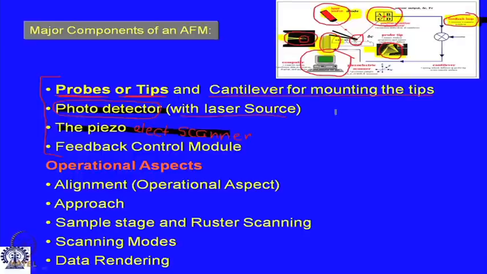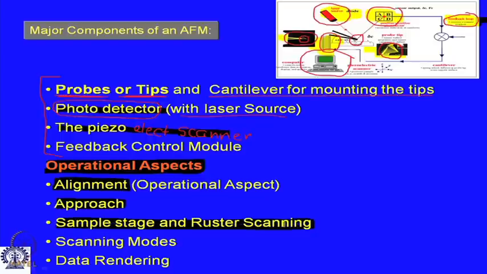Then there are certain operational aspects which I would like to highlight, which is not a very common thing you will find in a book, but if you try to work with an AFM, it's always important to understand these procedures, because this gives you a very clear idea about how an AFM works. The first one is what is known as alignment. Second one is known as the approach. Third one is more of an inbuilt thing that comes with the instrument, but you need to understand how it works, which is the sample stage and the raster scanning.